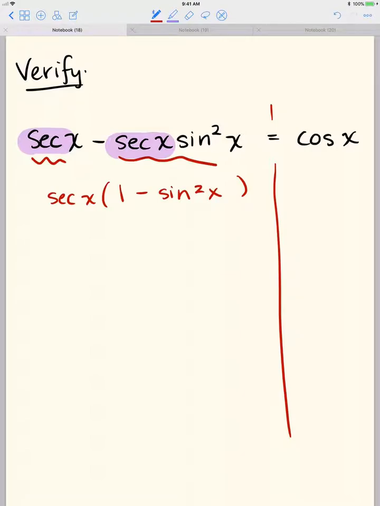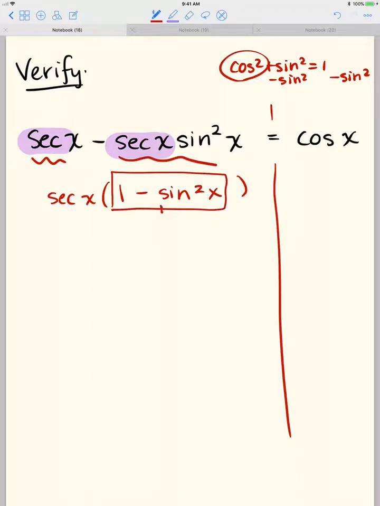The next thing I'll note is that 1 minus sine squared is a different form of the Pythagorean identity where, again, cosine squared plus sine squared equals 1. So if I do 1 minus sine squared, I'll get that that's really cosine squared. So here I'm going to replace the 1 minus sine squared with a cosine squared of x times secant. The next thing I'll notice is, well, secant is the reciprocal of cosine.